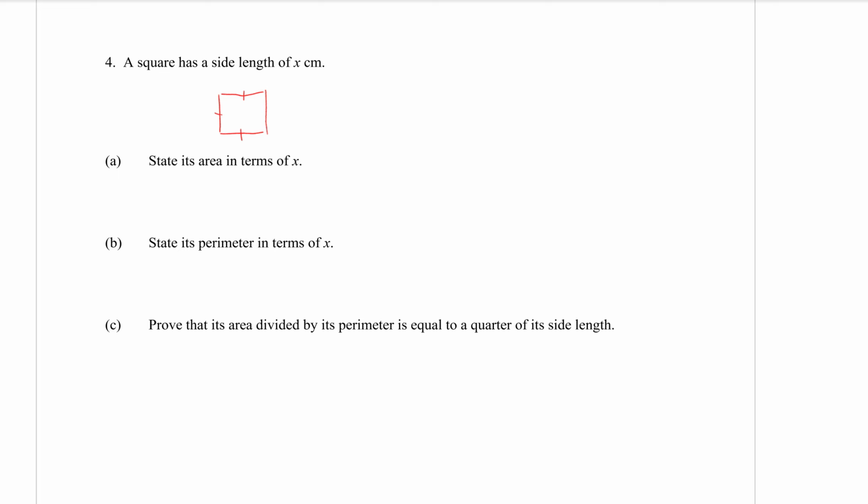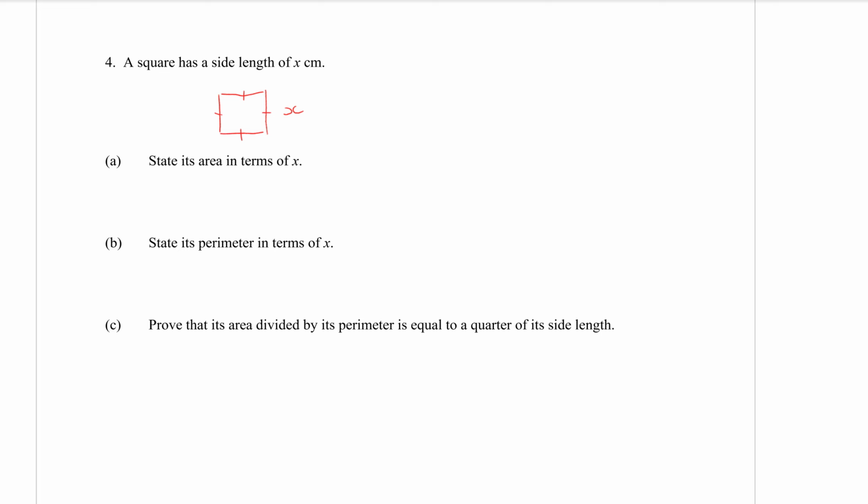Square means that all the sides are the same length. So I'm putting those little lines on there to say that they're all the same length, even if they don't quite look perfect. And it says that that side length is x because we're doing algebra. So we want x's instead of numbers. State the area in terms of x.